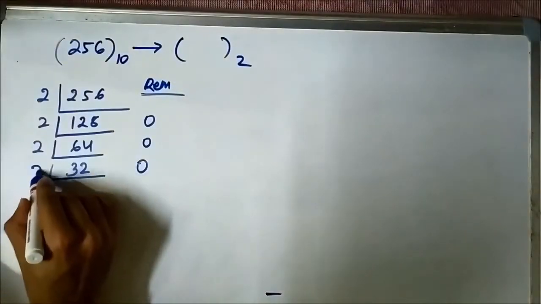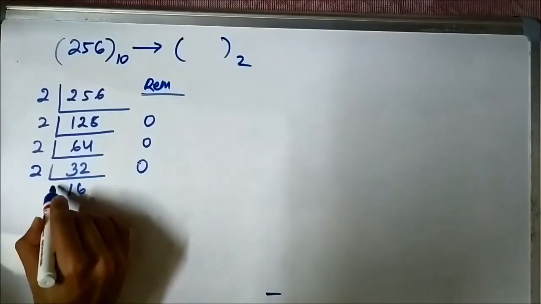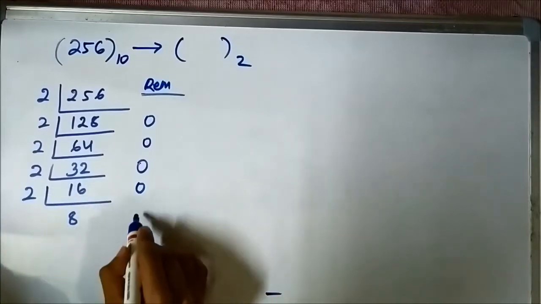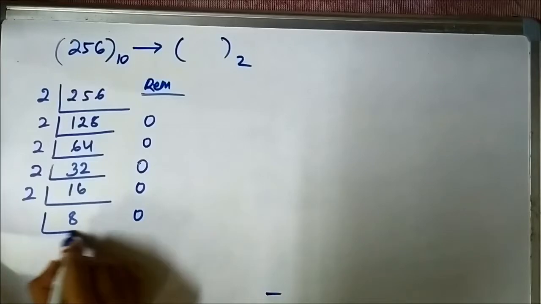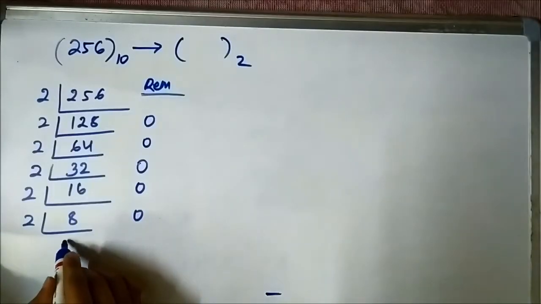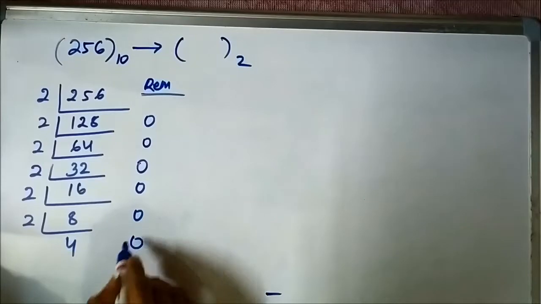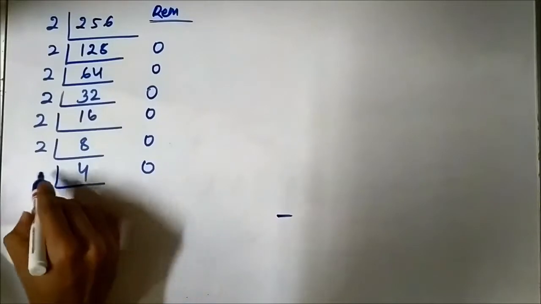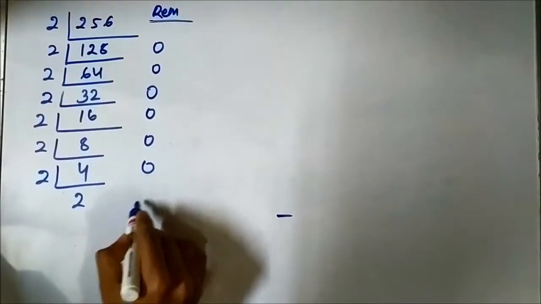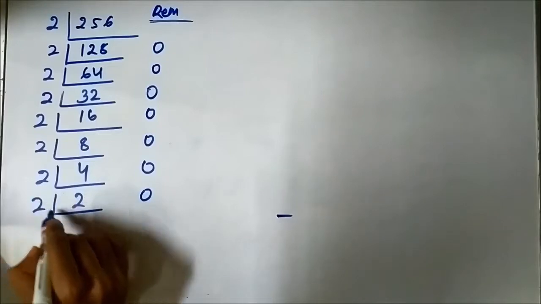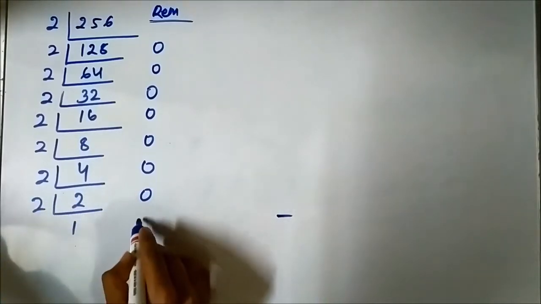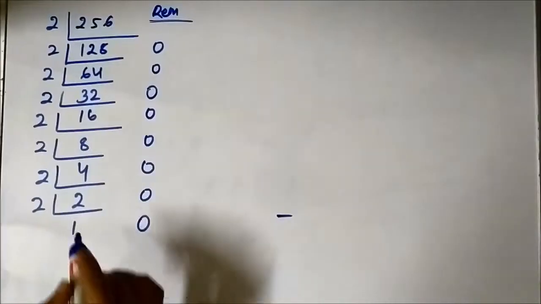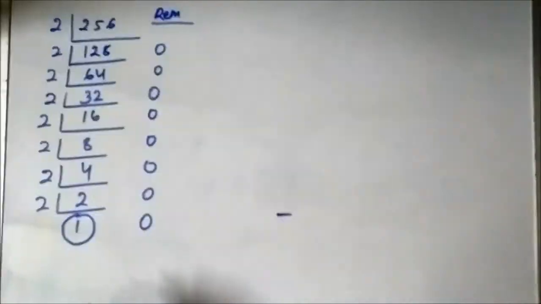Again 2 times 16 is 32, the remainder is again 0. 2 times 8 is 16, the remainder is again 0. 2 times 4 is 8, the remainder is again 0. 2 times 2 is 4, the remainder is again 0, and 2 times 1 is 2, and the remainder is again 0. So in this method you have to proceed until you get the quotient as 1, and you stop there.